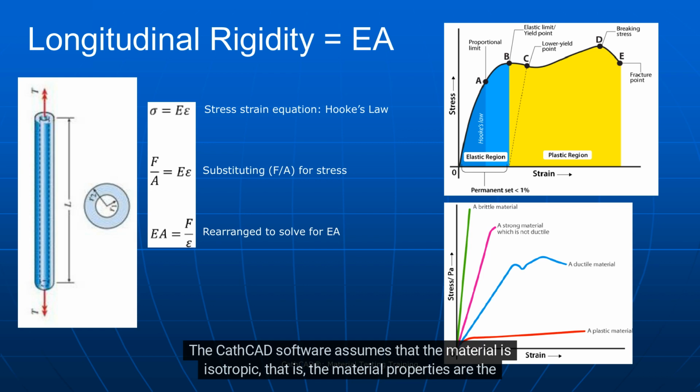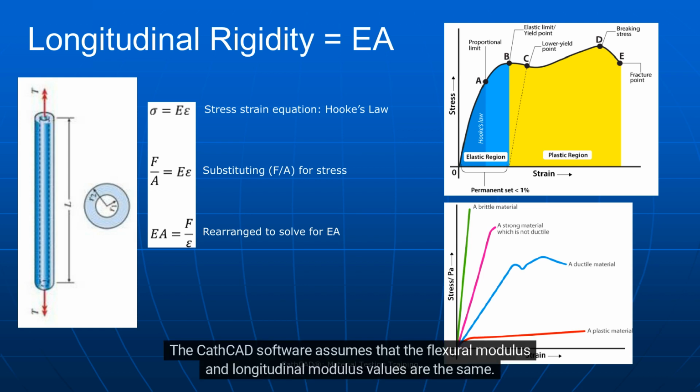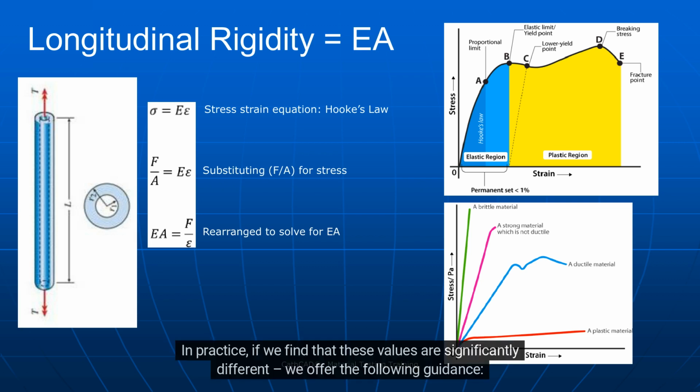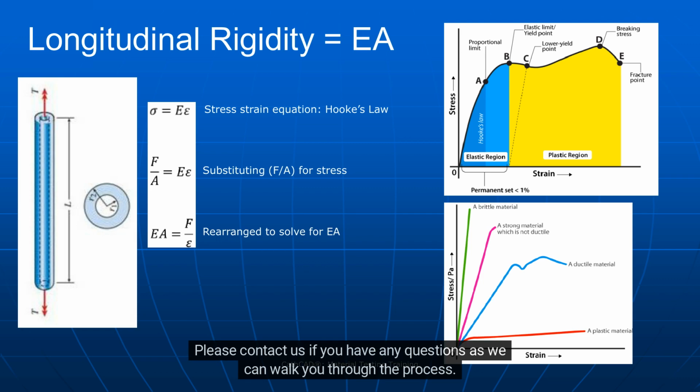The CathCAD software assumes that the material is isotropic, that is, the material properties are the same in any direction. The CathCAD software assumes that the flexural modulus and longitudinal modulus values are the same. In practice, if we find that these values are significantly different, we offer the following guidance. Judge the importance of the flexural versus longitudinal directions in the design. If one direction is more important, then use that value. If both directions are important, then we suggest averaging the results. Please contact us if you have any questions, as we can walk you through the process.